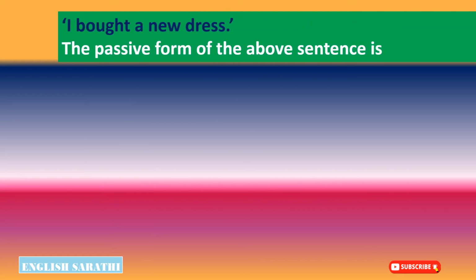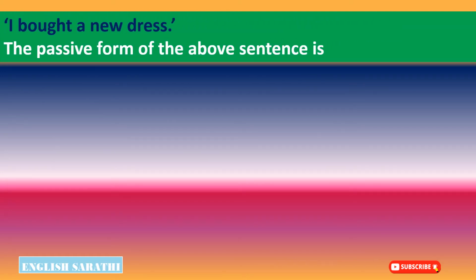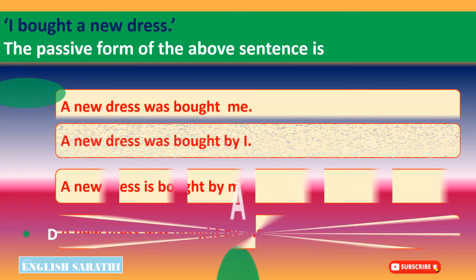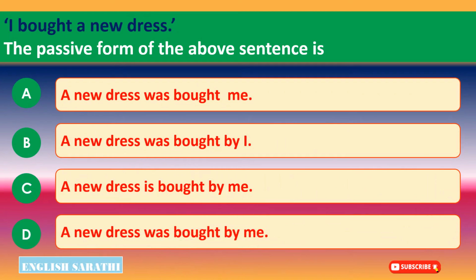I bought a new dress. The passive form of the above sentence is. Look at the following options. Option A. A new dress was bought me. Option B. A new dress was bought by I. Option C. A new dress is bought by me. Option D. A new dress was bought by me. Look at the sentence. It's in the simple past. The correct answer is option D. A new dress was bought by me.